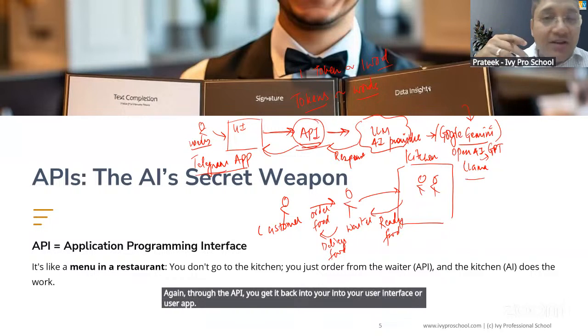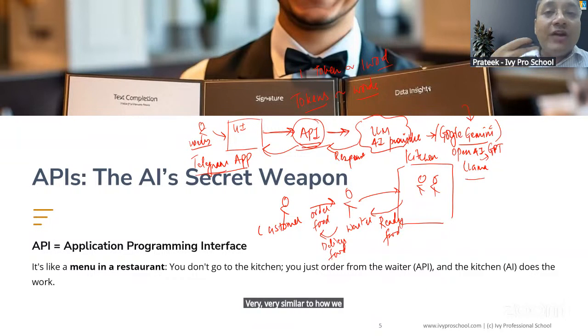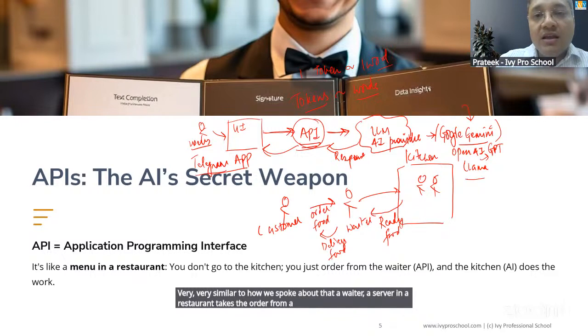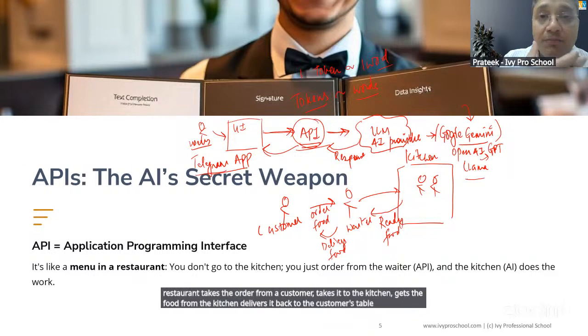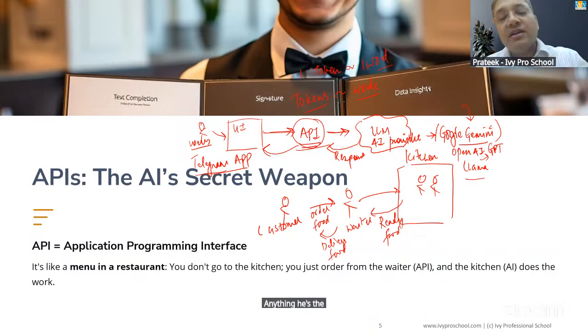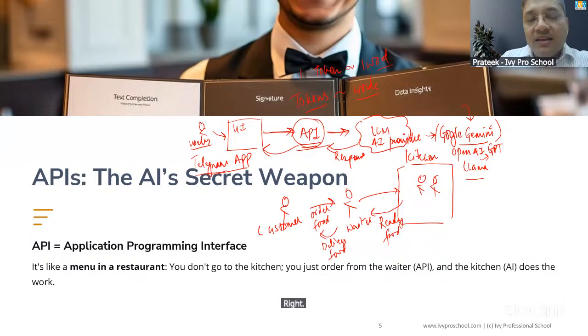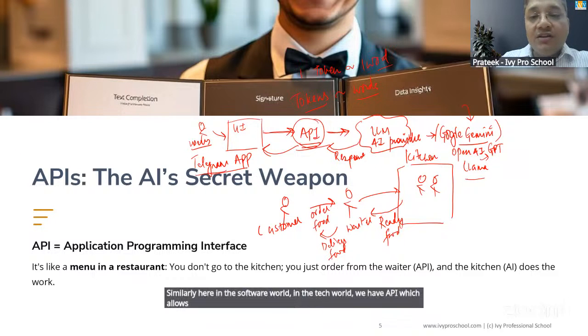Very similar to how we spoke about a waiter, a server in a restaurant, who takes the order from a customer, takes it to the kitchen, gets the food from the kitchen, and delivers it back to the customer's table, right? The purpose of that waiter is just to take the order and deliver the food, not to make anything. The waiter is not really cooking anything for you, right? Similarly, here in the tech world, we have an API which allows a user interface to talk to an end service provider, in our case, an LLM service provider, right?